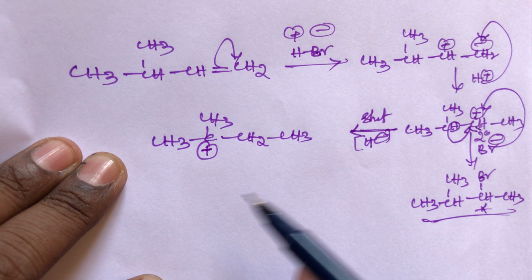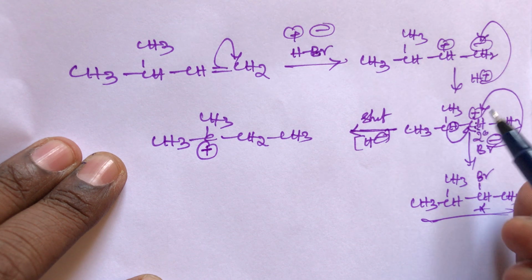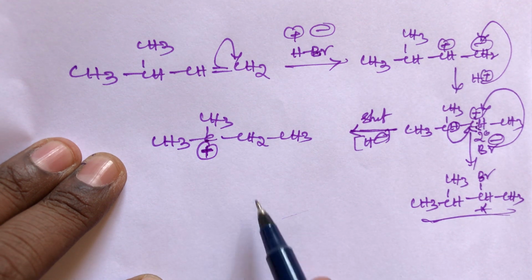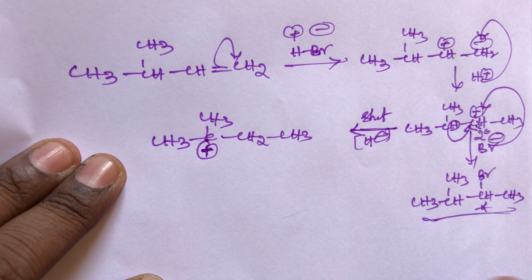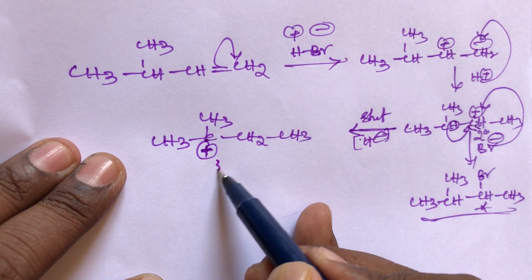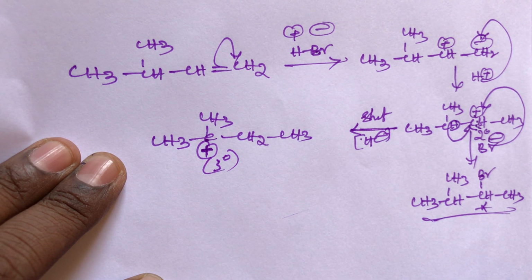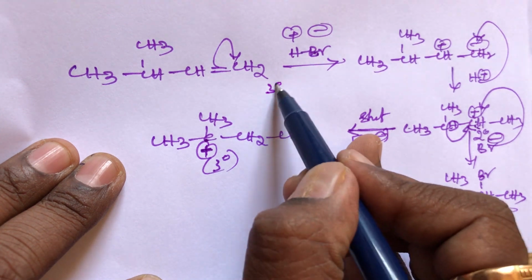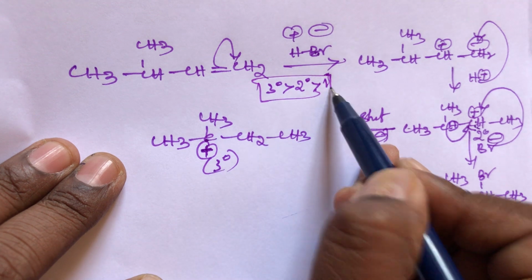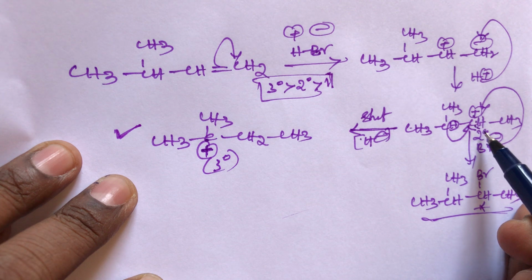Another name is rearrangement of carbocation, also called shifting of hydride. Before rearrangement the positive charge is on a secondary carbon, but after rearrangement it is on a tertiary carbon. Here this is a tertiary carbocation and this is a secondary carbocation. Out of these two, which one is more stable, students? You know the stability order: tertiary carbocation is more stable than secondary, and secondary is more stable than primary.